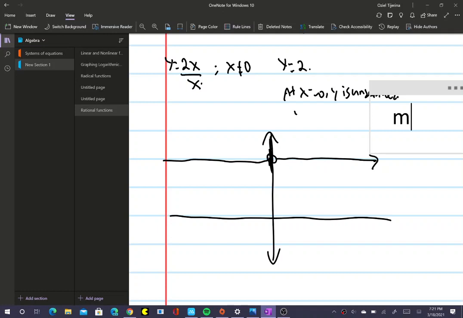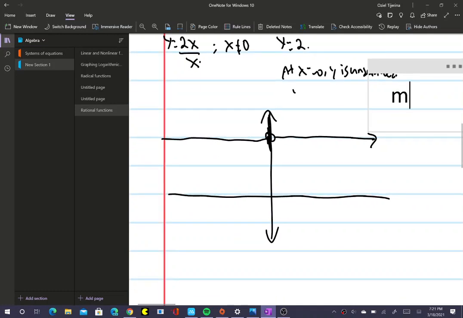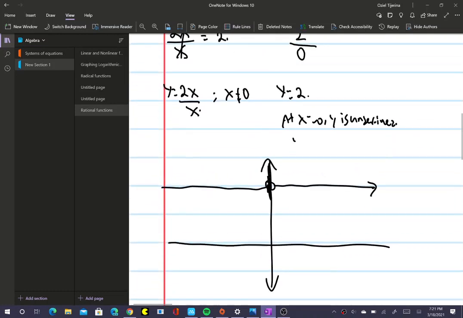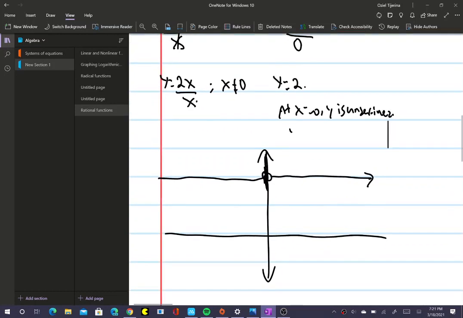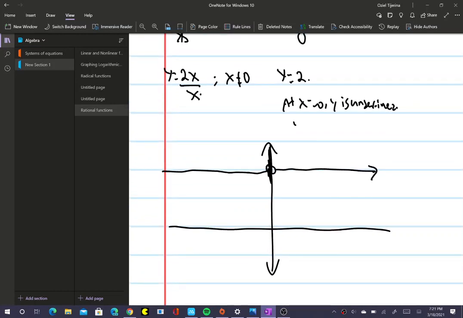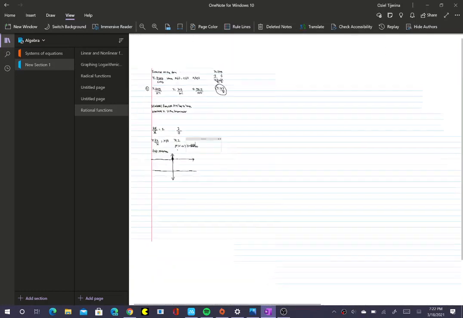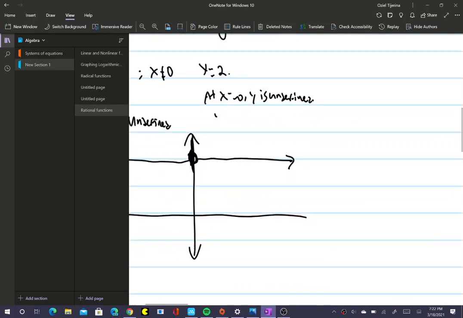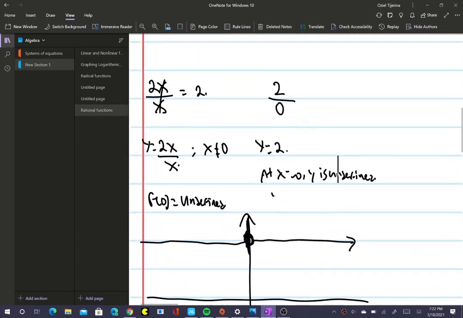So basically, when you do some of these functions, at x equals 0, y is undefined. So, for example, if I say f of 0, if there's a hole here, like an open circle, that means that f of 0 is undefined. So, yes, that is one example.